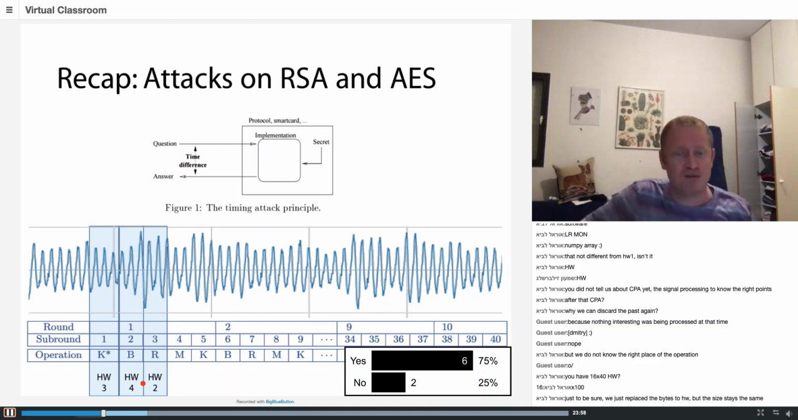It can help you recover the key, right? Yes, or else you're correct. We replace the bytes of the state with the Hamming weights of the bytes of the state, but the sizes stay the same.